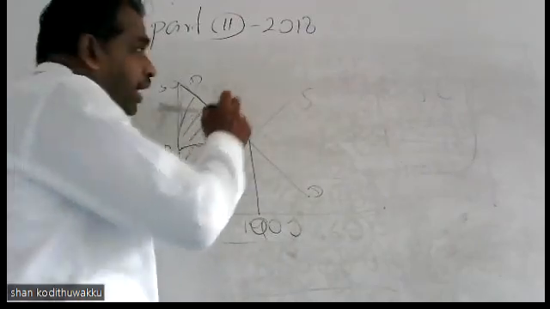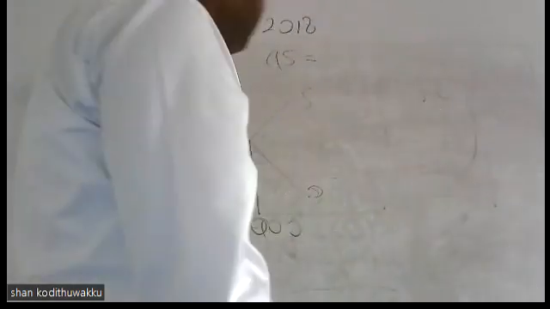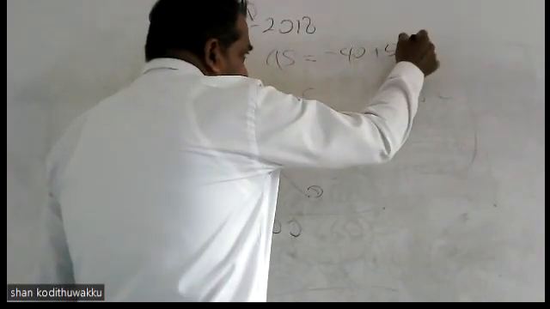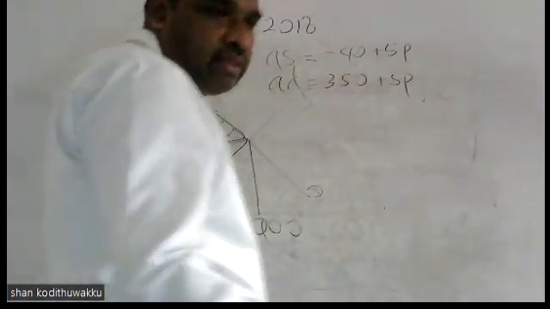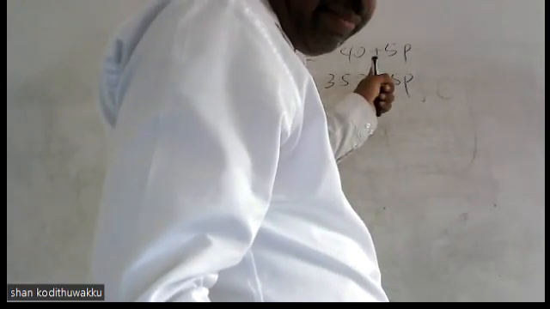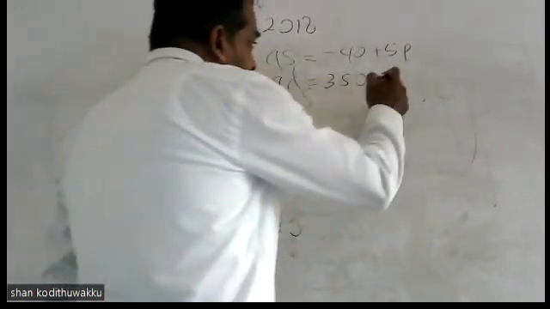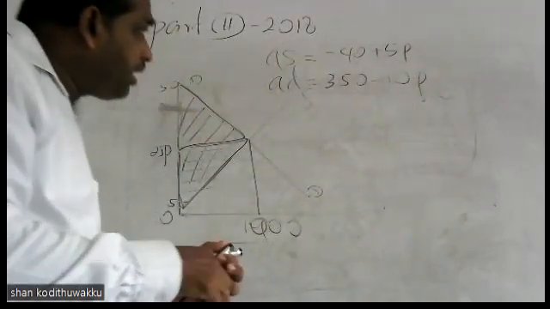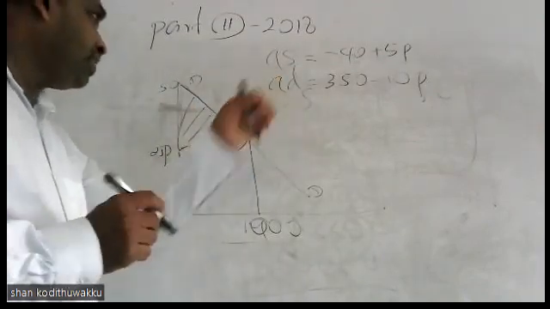we are given two equations. Our supply equation is QS equals minus 40 plus 5P, and the demand equation is QD equals 350 minus 10P. That is given in the question. Then you can easily find the market equilibrium and any information by using these two formulas.